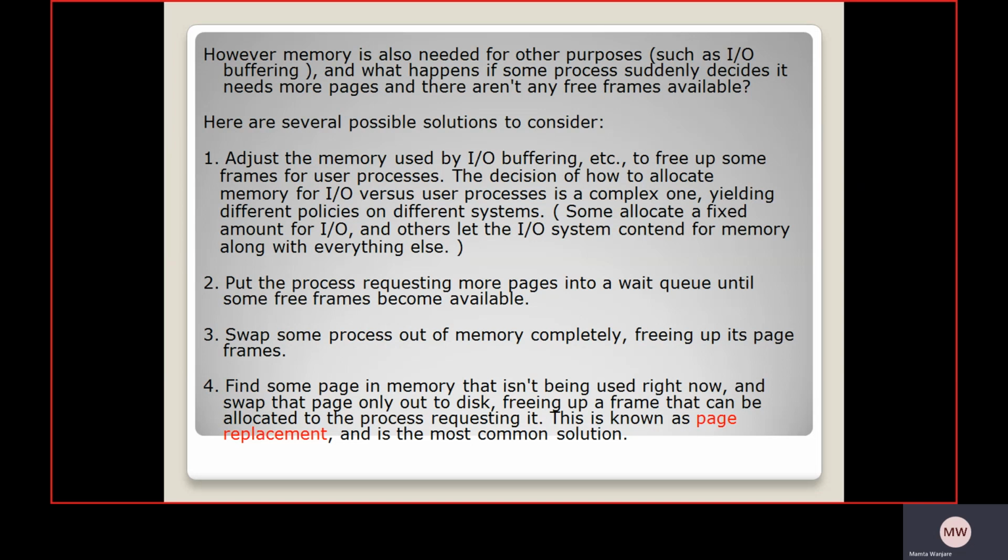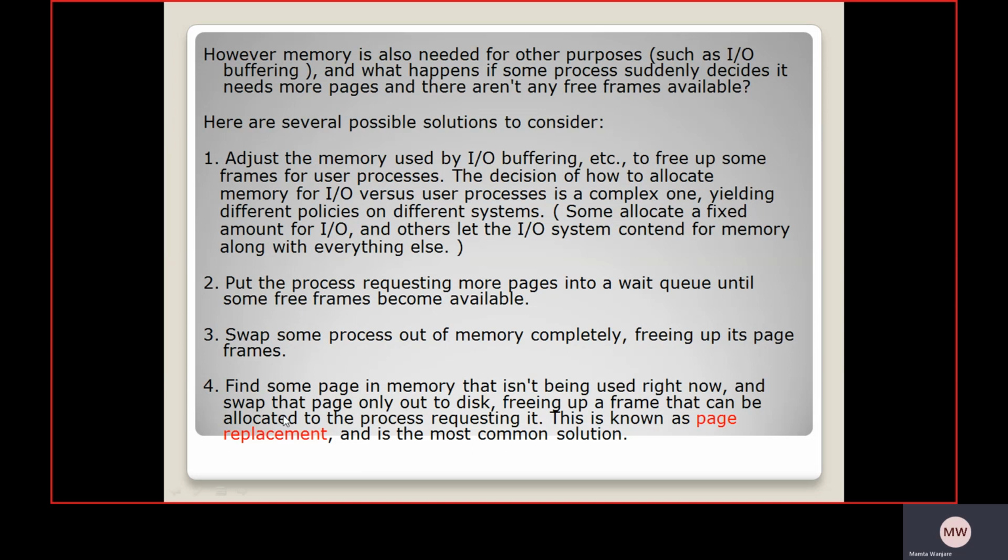So here are several possible solutions to consider. First one is to adjust the memory used by input output buffering, that is, to free up some frames for user processes. The decision of how to allocate memory for input output versus user processes is a complex one, so there are different policies on different systems. Second one is to put the process requesting more pages into a wait queue until some free frames become available. Third one, swap some process out of memory completely, thus freeing up its page frames.